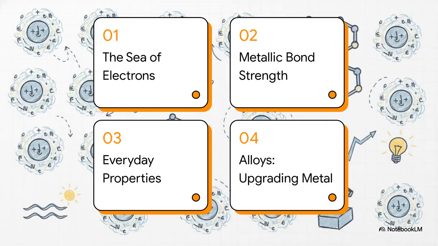Okay, let's dive into this. Here's our roadmap for today's explainer. First, the sea of electrons. Second, what makes metals strong? Third, everyday metallic properties. And finally, alloys, upgrading the metal.